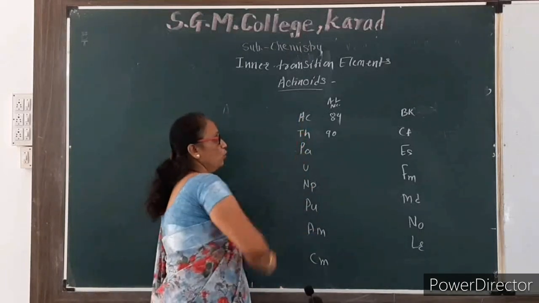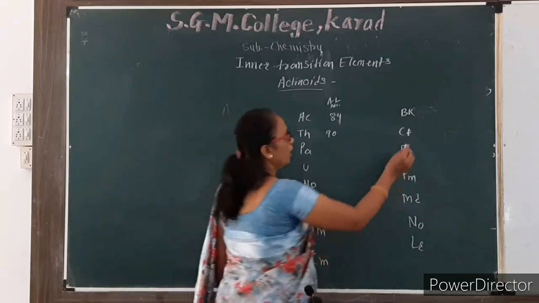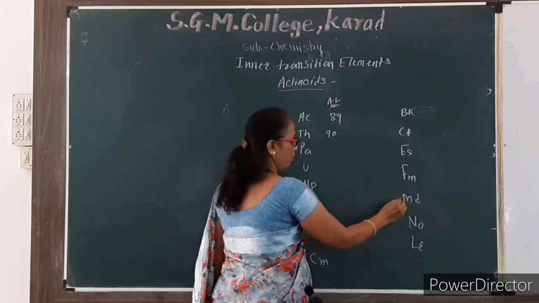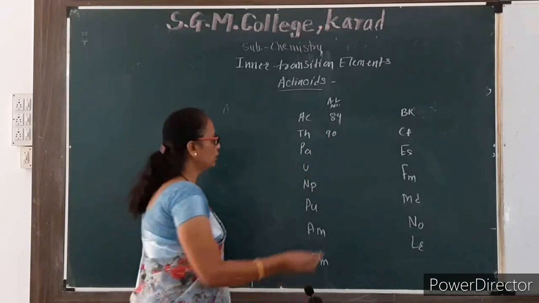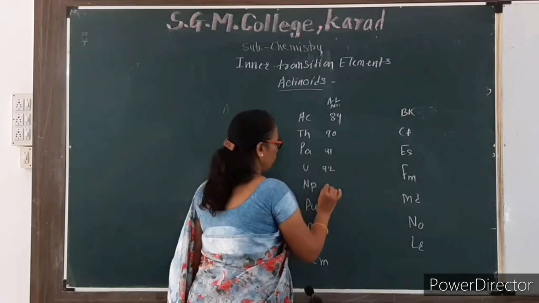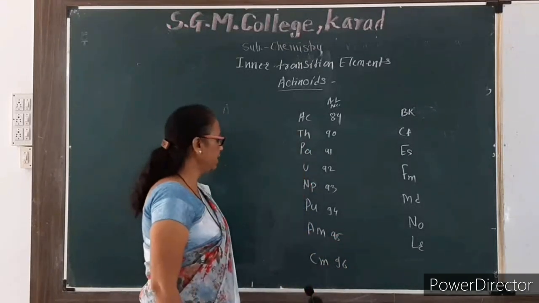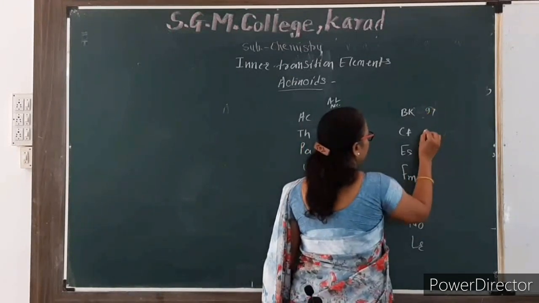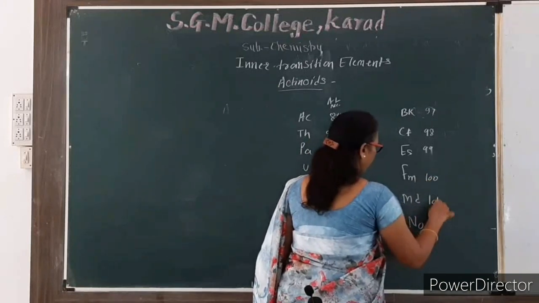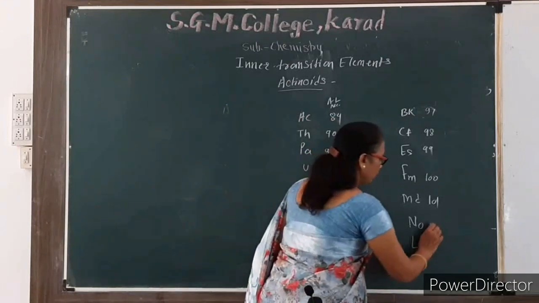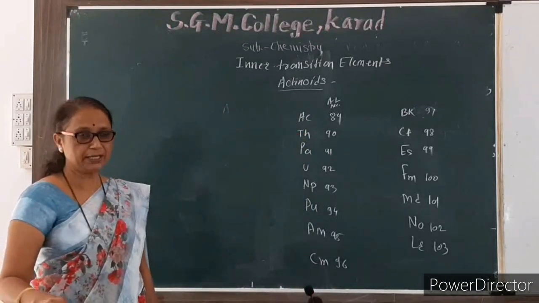Starts with actinium, thorium, protactinium, uranium, neptunium, plutonium, americium, curium, berkelium, californium, einsteinium, fermium, mendelevium, nobelium, and lawrencium. It starts with atomic number 89 and ends with 103. Protactinium 91, uranium 92, neptunium 93, plutonium 94, americium 95, curium 96, berkelium 97, californium 98, einsteinium 99, fermium 100, mendelevium 101, nobelium 102, and lawrencium 103. These are the atomic numbers of these actinoids.